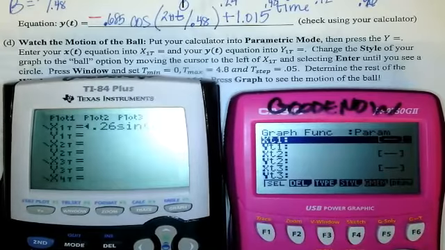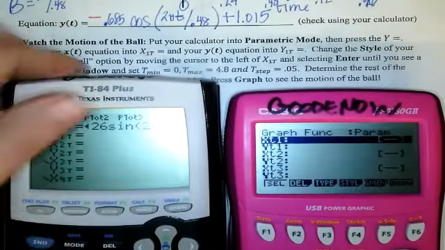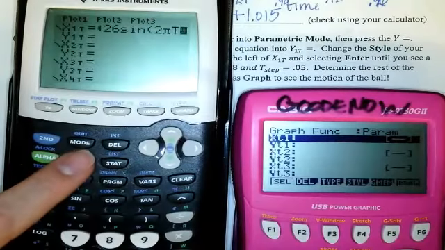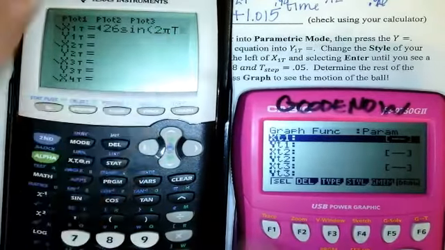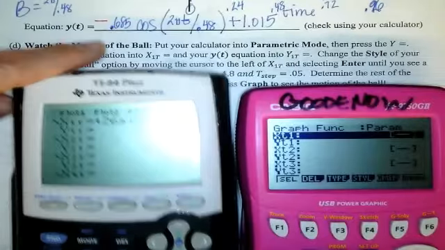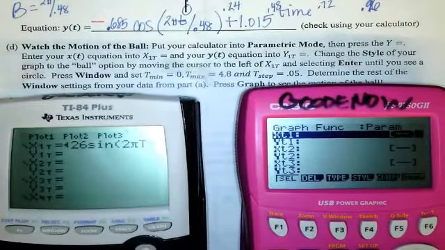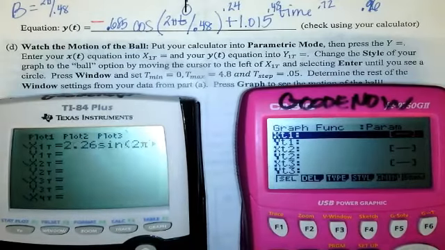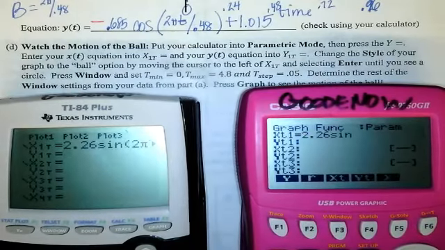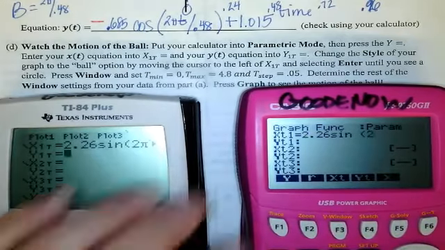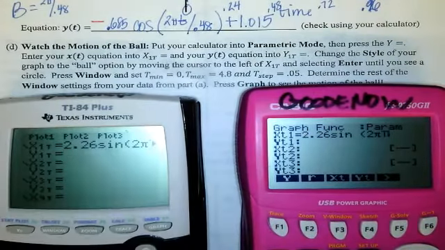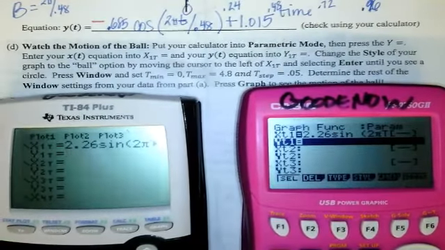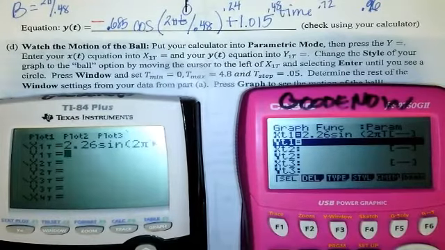2 pi. Again, use the key right next to your alpha button. That's going to give you the right variable. It's really important that you use the right variable. 2 pi t divided by 0.96. So 2.26 sine of 2 pi t divided by 0.96. Okay? That should be your x of t equation.